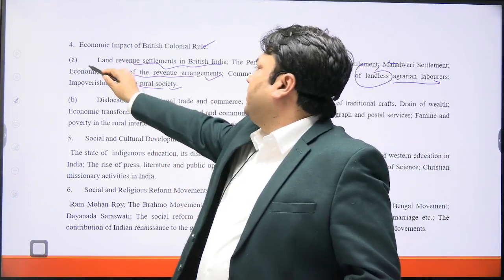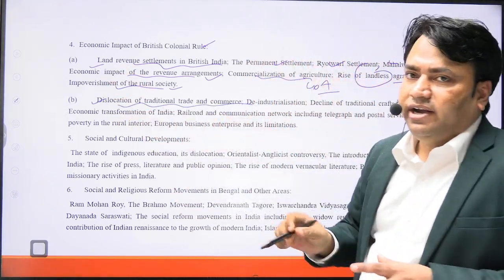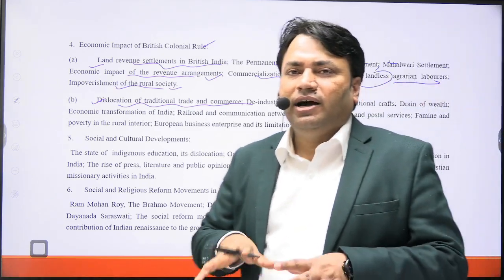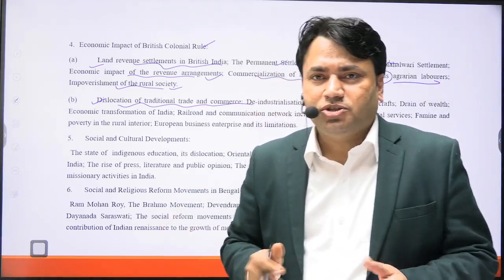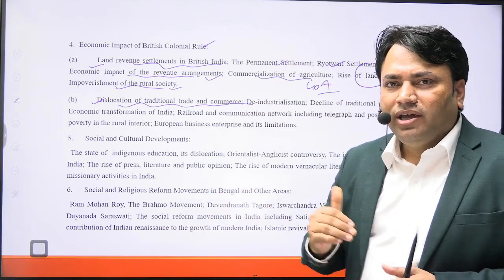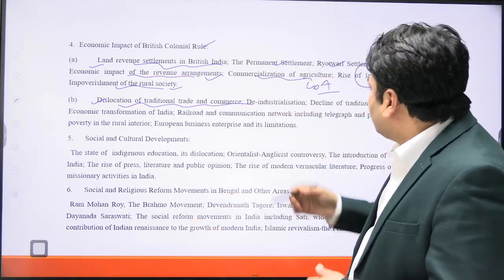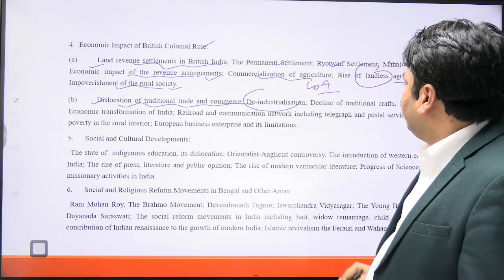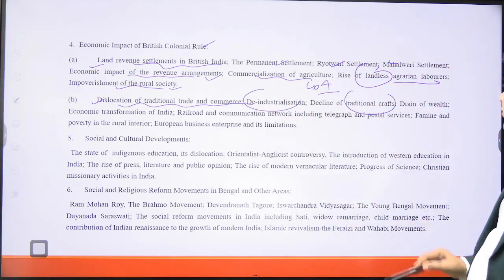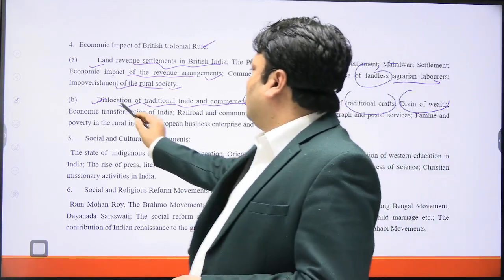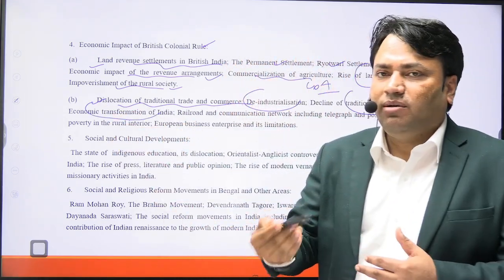The second topic here is dislocation of traditional trade and commerce. It means our trade and commerce, our rich economic prosperity is now declining. It's in a crumbling stage. So here we need to study about the deindustrialization, decline of traditional craft. We need to study about the process of drain of wealth, how this economic transformation of India was taking place gradually.